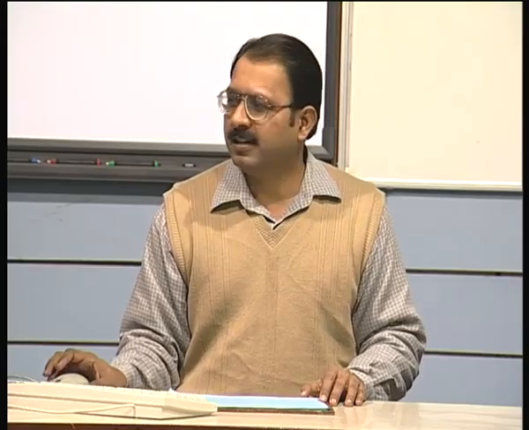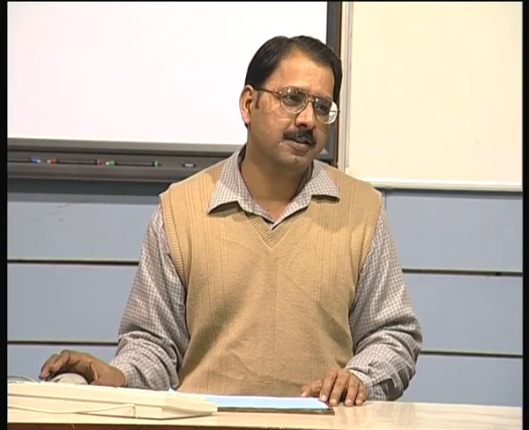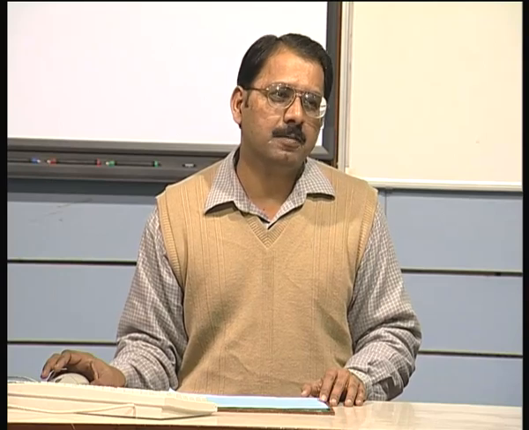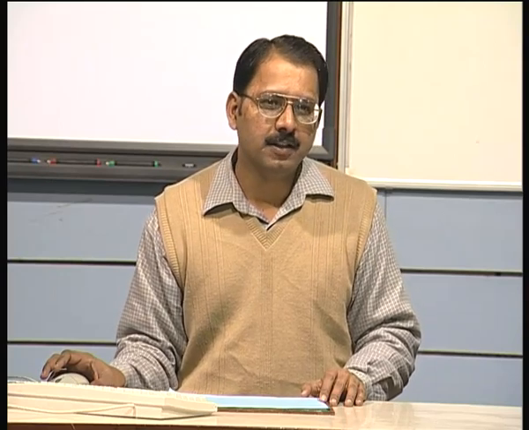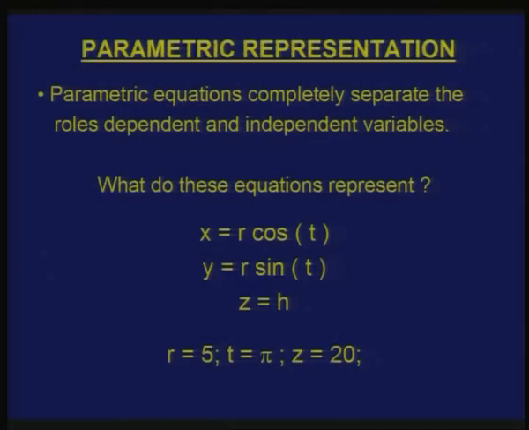For example, look at the values given at the bottom for r, t and h: r is fixed, which is 5 units, t is equal to pi and z is equal to 20. If I substitute these in the equation, I get a unique value for x, y, z. So, it is a point. It is not a curve, it is not a surface, and it is not a solid. So, you have 3 parameters, but which parameters actually vary and which are fixed will decide whether these 3 equations for x, y, z represent a curve, a surface, or a solid entity. Now, I can always vary one of the parameters keeping the other 2 parameters constant.